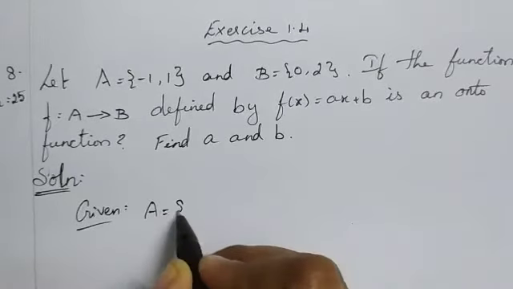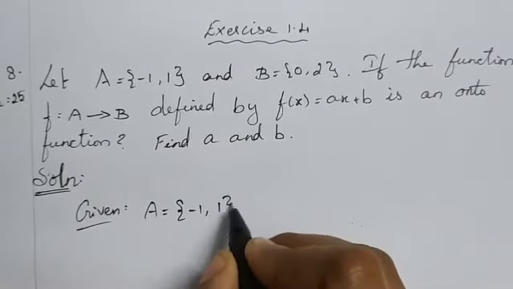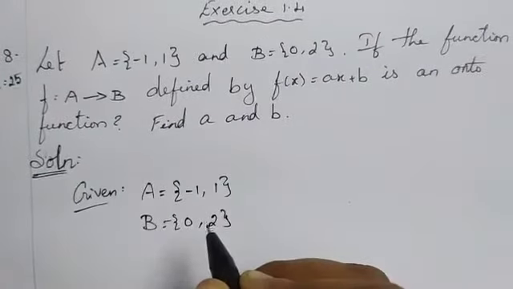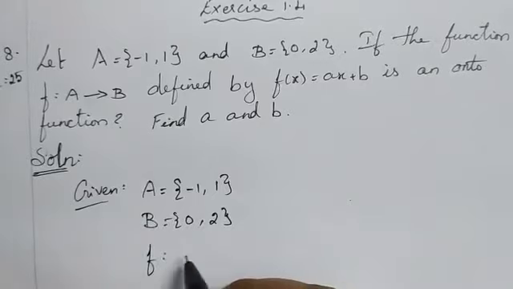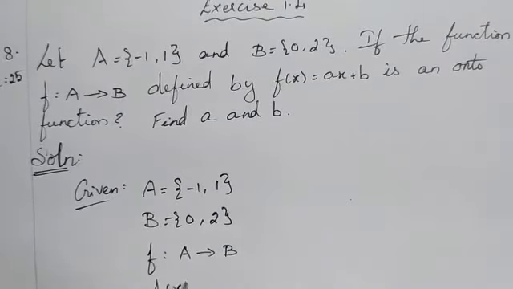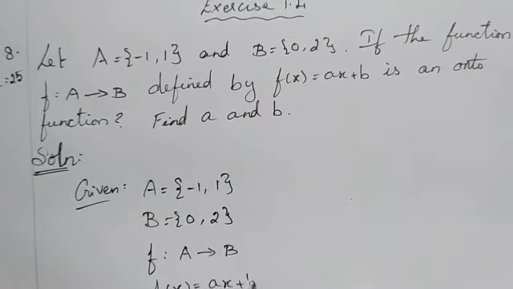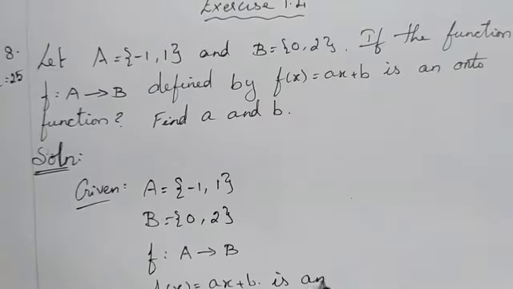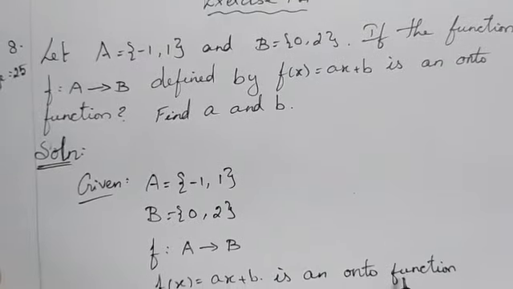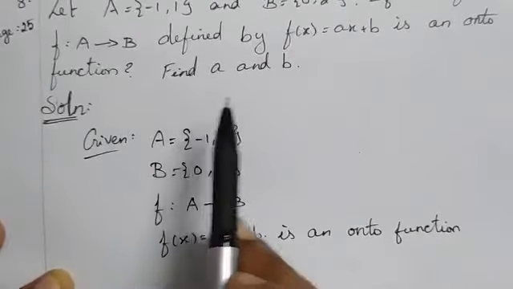Capital A is equal to {-1, 1}. Capital B is equal to {0, 2}. See, you have a function f from capital A to B. Also, you have a function f of x is equal to ax plus b. This function is an onto function. Using this, you must find the value of a and b.